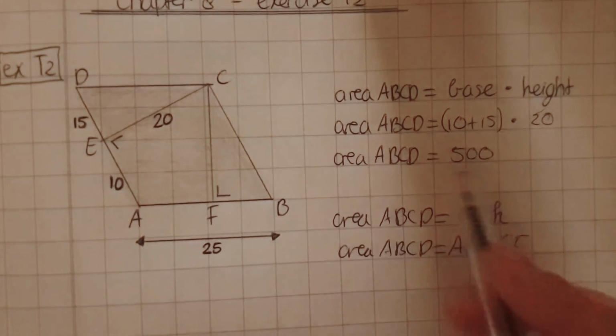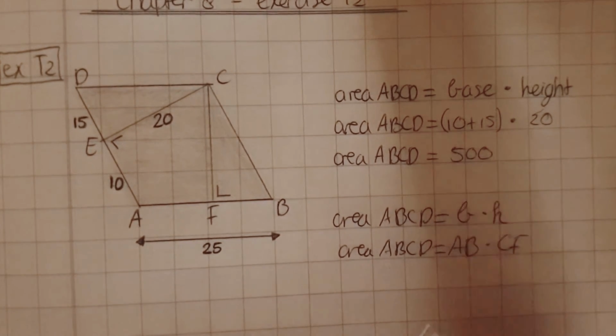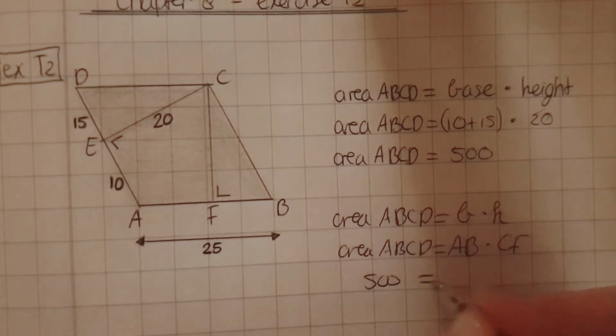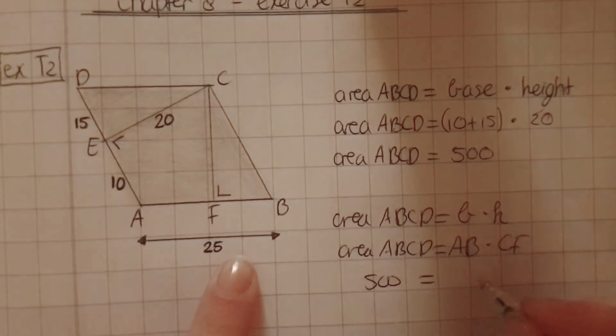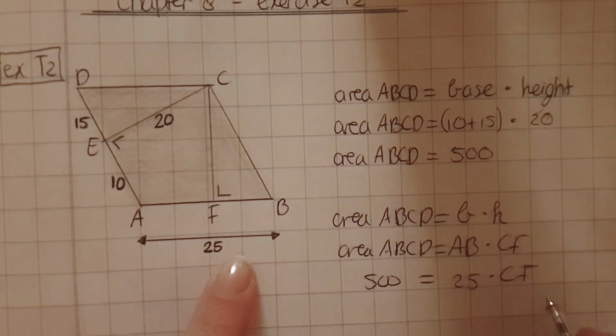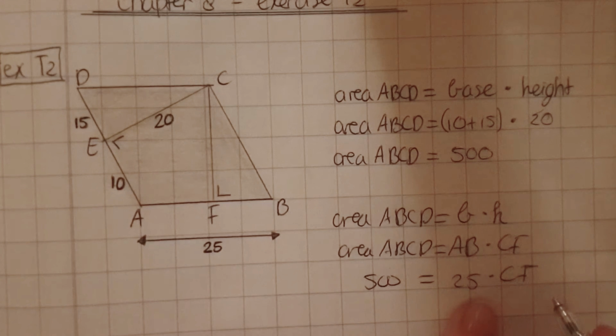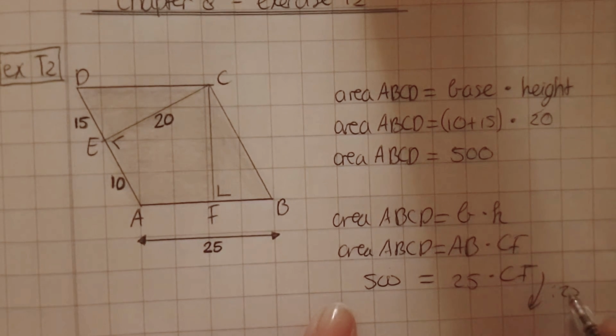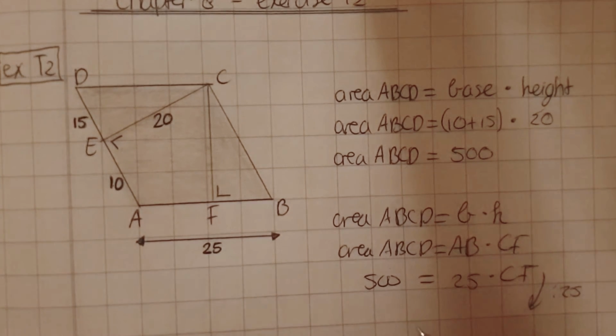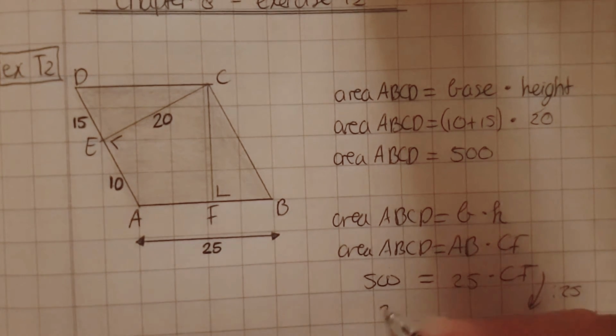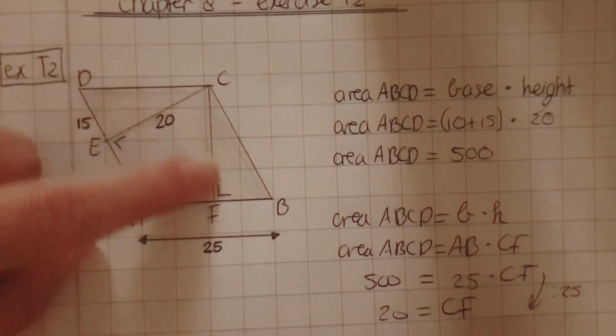The area I already know because I calculated it in question A. So that's 500, I can fill it in. AB I also know is 25. And then CF I don't know. So now I'm going to do balance method. Do the opposite of times, which is divided by. So I'm going to do divided by 25 on this side, divided by 25 on this side. Just write down whatever I'm doing here. You don't have to do that. 500 divided by 25 is 20. So it's 20 is CF, which means that this length is 20.